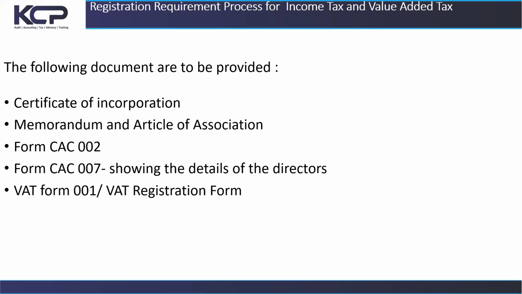Certificate of incorporation, MEMAT from CAC 2 or CAC 7, that is for the prior period, but in recent times, most of these are not differentiated. Then VAT form 001 will have to be filled and submitted to the FIRS. You are to do the same thing if you are registering a non-resident company.